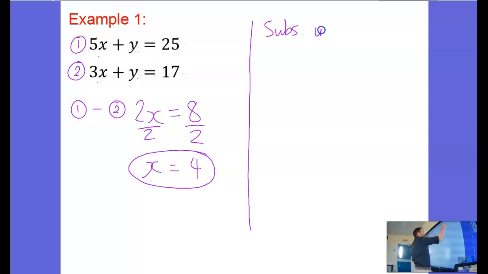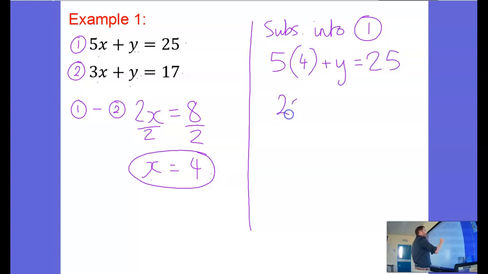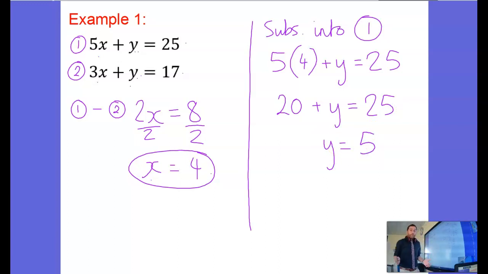So when I substitute, I'll take x equals 4 and I'll put it into either one of these equations. So let's substitute into equation number 1. And we would get 5x, and x is 4. 5 times 4 plus y equals 25. Well, that means 20 plus y equals 25. Take away the 20, and we get y equals 5. And the lovely thing with simultaneous equations is you can find out if you were right without needing to look at the answers.